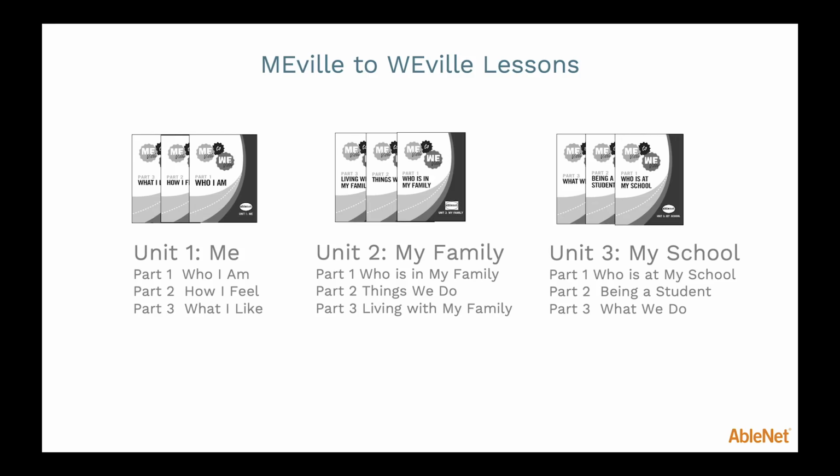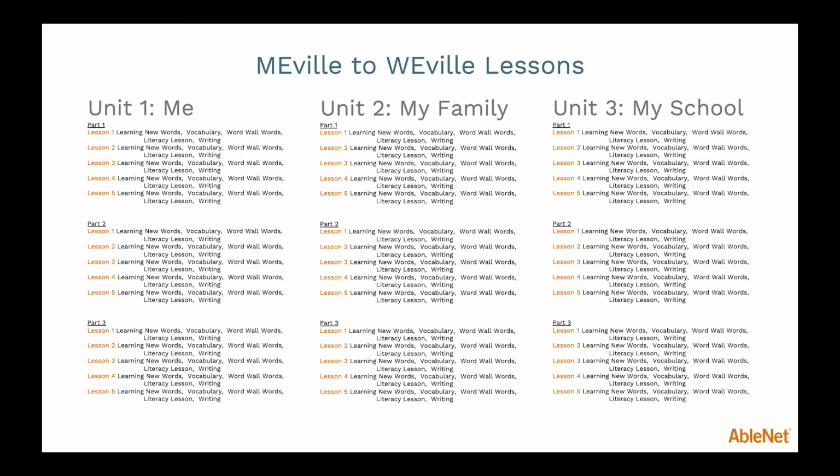The themes you see here, me, my family, and my school, are based on developmental stages. The first focus is on me, then the next extension of myself, the most important people in my life, my family, then my school, the first place I spend the most time away from my family. There are 45 lessons within MEville to WEville. Each lesson has 5 pages: learning new words, vocabulary, word wall words, literacy lesson, and writing. So there are 225 pages in all.